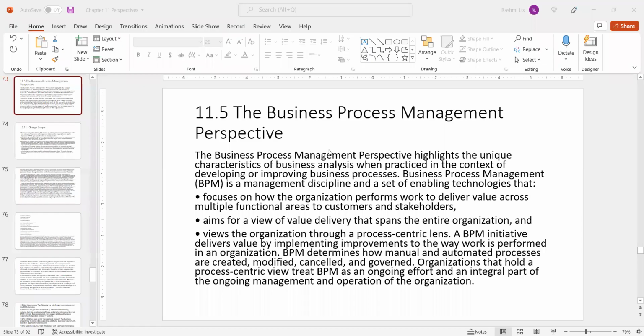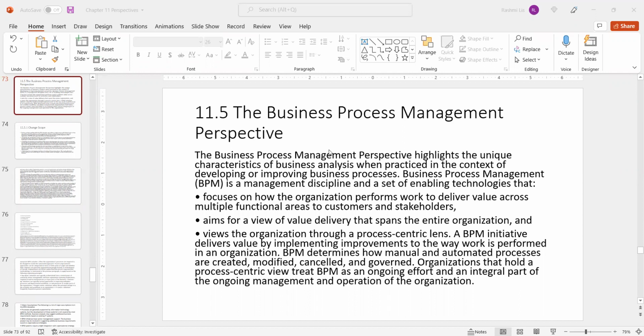In this episode, we continue with the perspectives section or chapter of the BABOK Guide, and we will cover the business process management perspective. So, without further ado, let's get started. So, what is business process management? Business process management is literally the task of building out process flows and process maps.